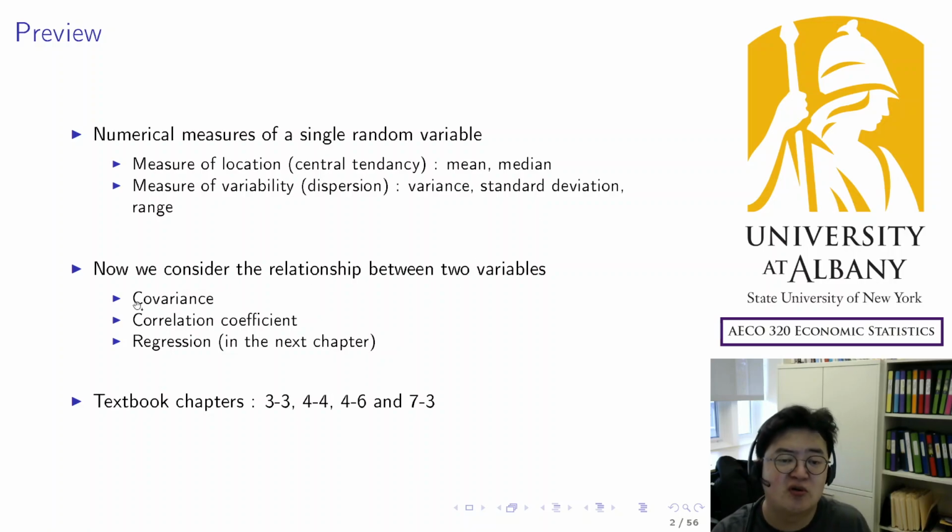So in this chapter we are going to study the covariance and the correlation coefficient. These are new summary measures that we are going to study. And in the next chapter, we will study the regression model. So regression is actually the ultimate goal of this course. You are going to use regression in other advanced economics courses. So we learned everything to learn the regression. That is coming in the next chapter.